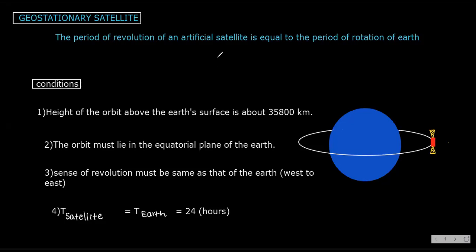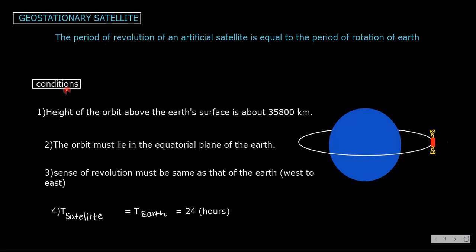So, in today's class, we are going to learn about the geostationary satellite. What is this geostationary satellite? The satellite whose period of revolution is equal to the period of rotation of Earth. Right? So, a geostationary satellite is nothing but an artificial satellite whose period of revolution is equal to the period of rotation of Earth.